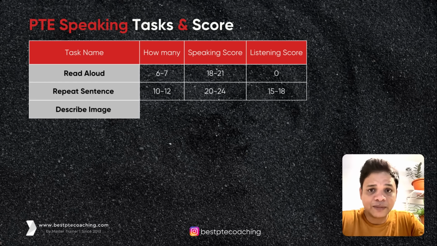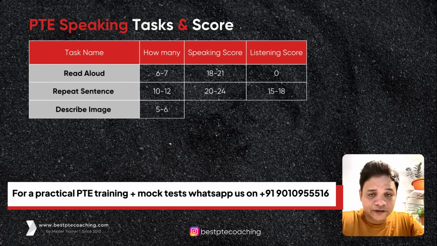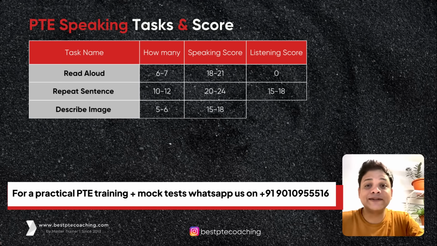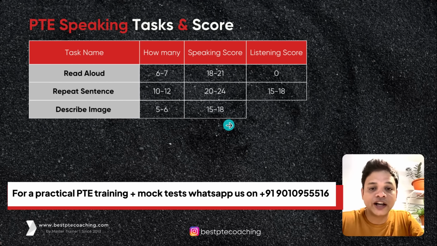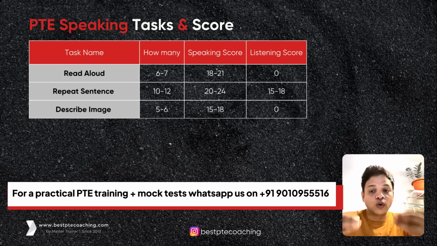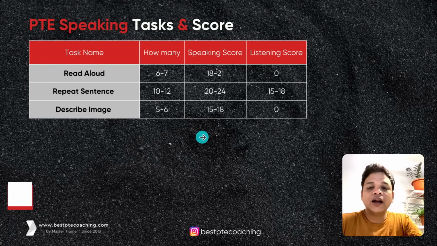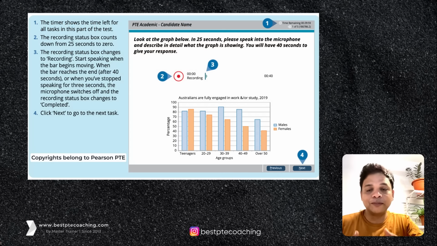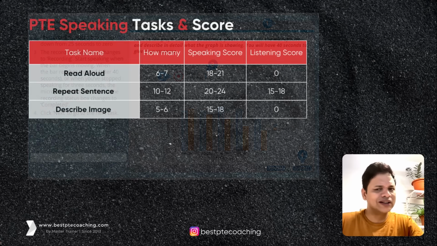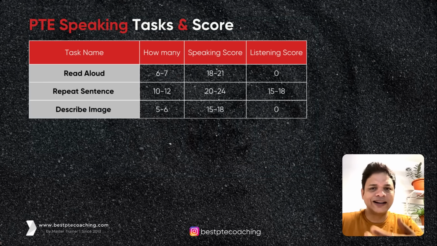Third thing, describe image. There will be a minimum of 5 questions, maximum 6 questions from this, and its weightage is 15 to 18. When you answer these 5-6 questions accurately, you get 15 to 18 marks. It gives you score only in speaking. It does not supply score elsewhere, like read aloud. It is a single skill task. In this task, you briefly describe a pie chart, a flow chart, a bar diagram, maybe a process image, any sort of image. It's not a very difficult task.